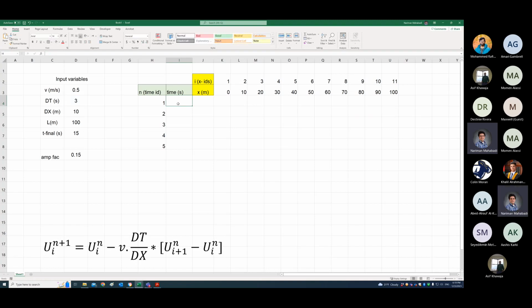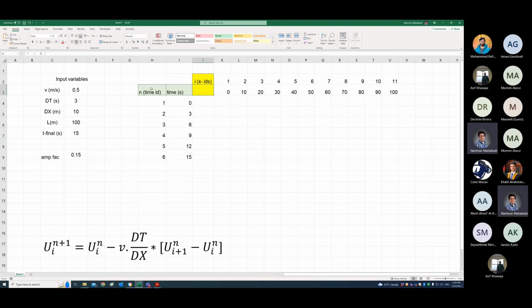Well, the first time is of course 0, but then after that, you need to add 1 time interval to the previous time seconds, right? So you can just extend this to be at 15. Okay, now this is really your values, right? The unknown function for any point for any time.